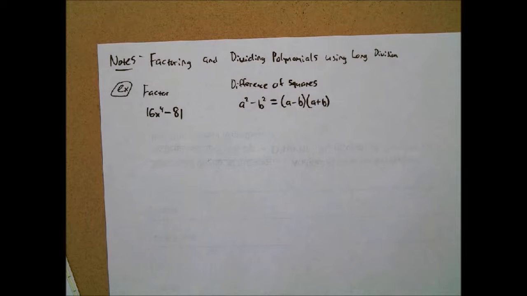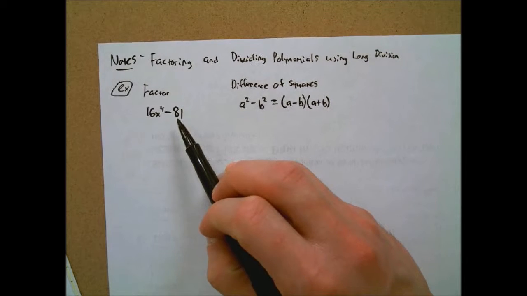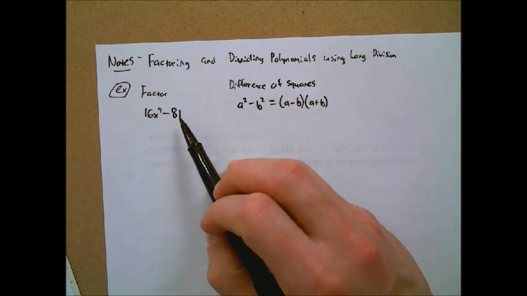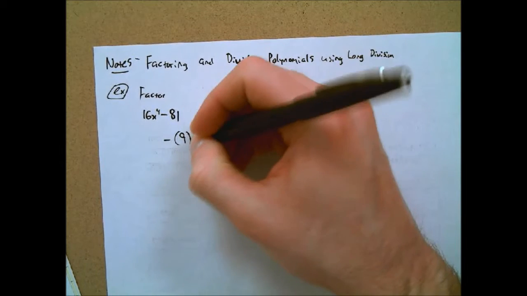Let's maybe do the easier one here. This 81, okay? What squared gives us 81? 9. So in other words, I can rewrite this 81 as 9 squared.